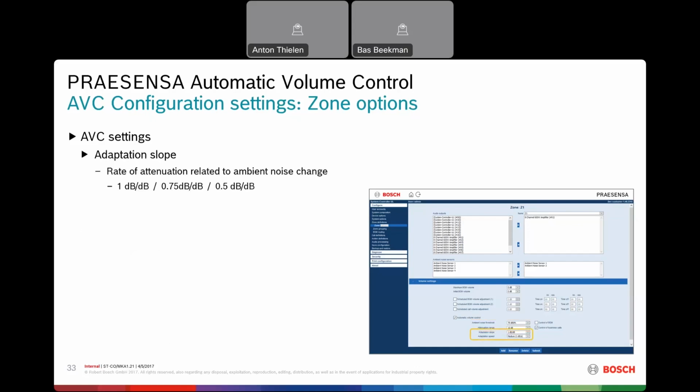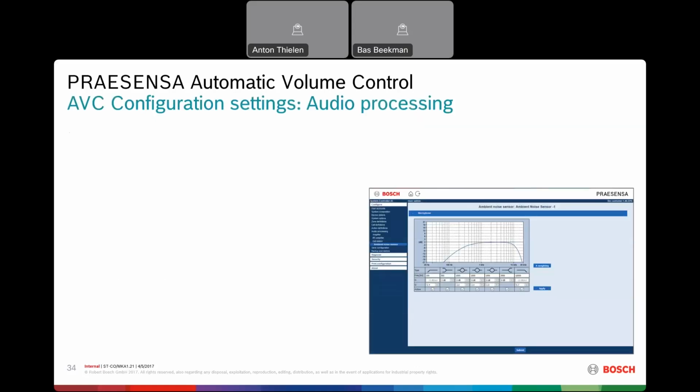And they have the adaptation slope, so the rate of attenuation related to the ambient noise change. And so that means if you want to have a 1 dB attenuation when you have a change of the ambient noise of 1 dB, then you set 1 to 1. If your ambient noise is changed by 2 dB and you only want to attenuate by 1 dB, then you have 0.5 dB, which you only change in that case. So you can play a little bit here with that range with the attenuation slope. The adaptation speed is how fast the AVC responds, and that's what you can set.